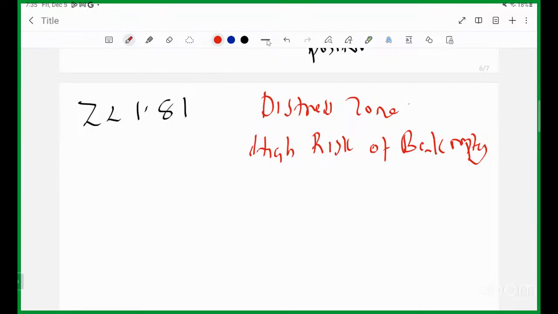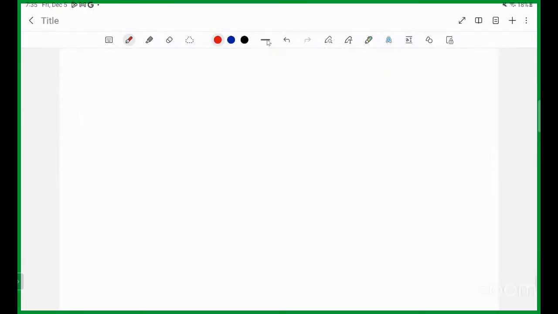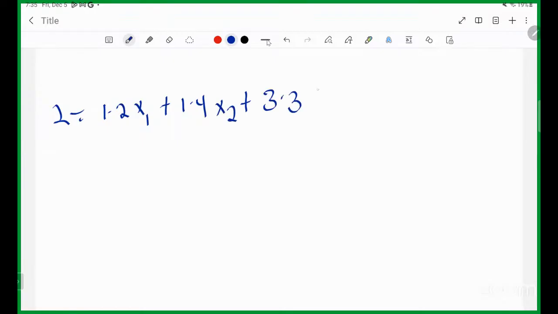Now, you do what she said, and then you even state the formula and say that the Z formula is going to be equal to 1.2X1 plus 1.4X2 plus 3.3X3 plus 0.6X4 plus 1.0X5.